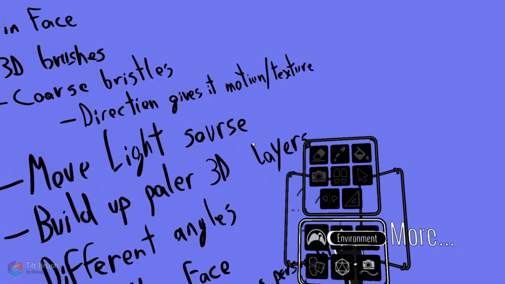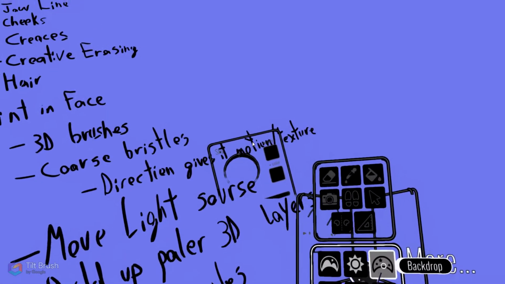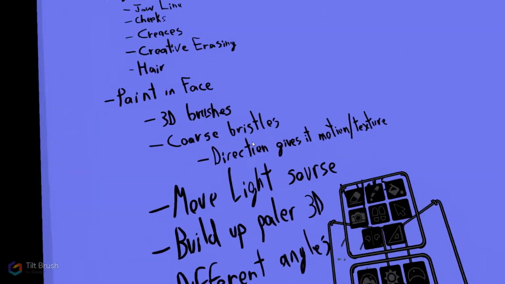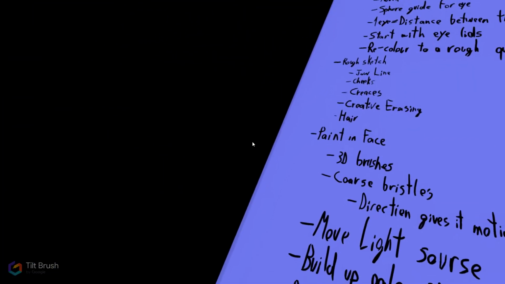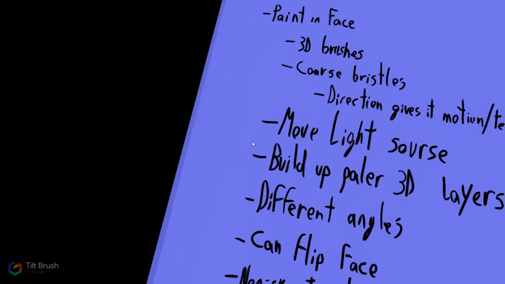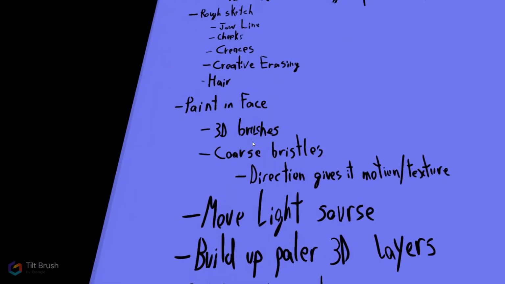Such as, I already use environments, the backdrop. I haven't learned about backdrop yet. I'll probably learn that while I go, because that's something you can easily do mid project. Anyway, let's go on. So I can move the light source, then I can build up paler 3D layers.